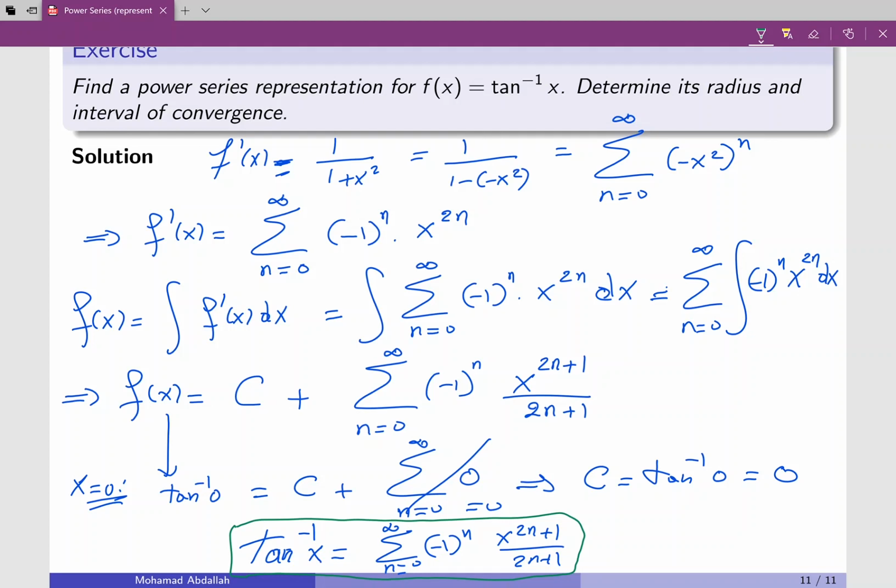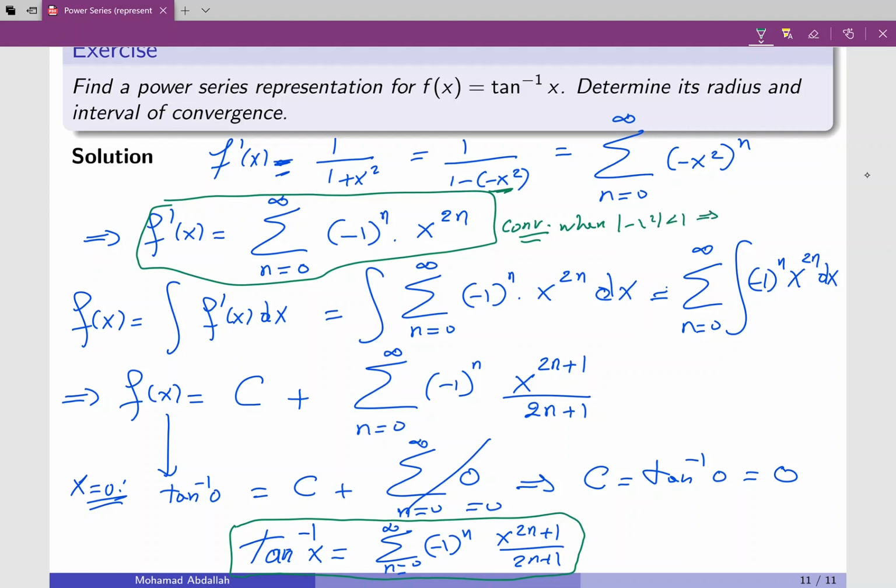Let's take a look at this. I need to do this on the next page, but just before we proceed, there's something we know here, which is the following: f prime of x, right here, converges when the absolute value of this variable, negative x squared, is less than 1, which means the absolute value of x squared is less than 1, which means the absolute value of x is less than 1. Okay, so let me write this on the next page.